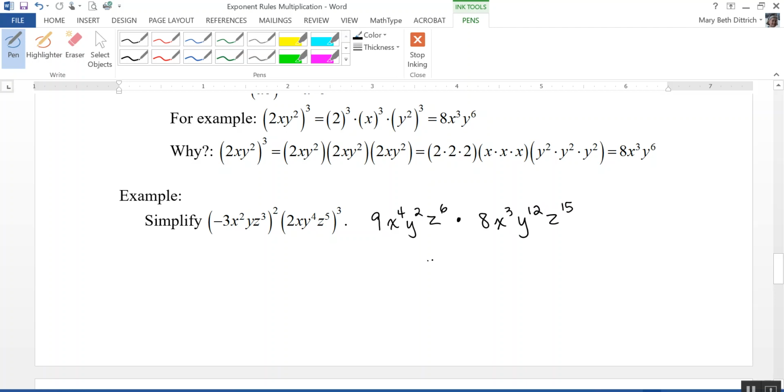So 9 times 8 is 72. X to the fourth times x to the third. Add their exponents. That's x to the seventh. Y squared times y to the 12th. Add their exponents. That's y to the 14th. And z to the 6th times z to the 15th is z to the 21st power.